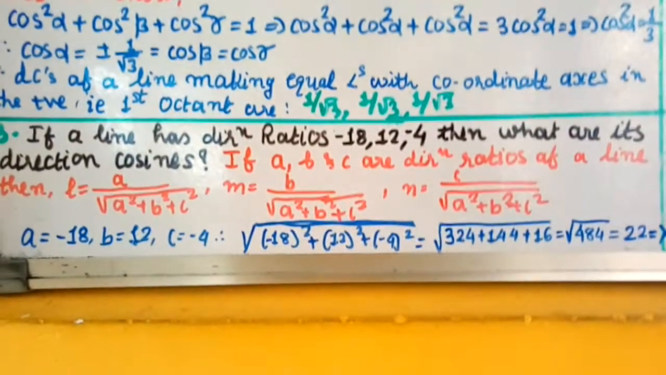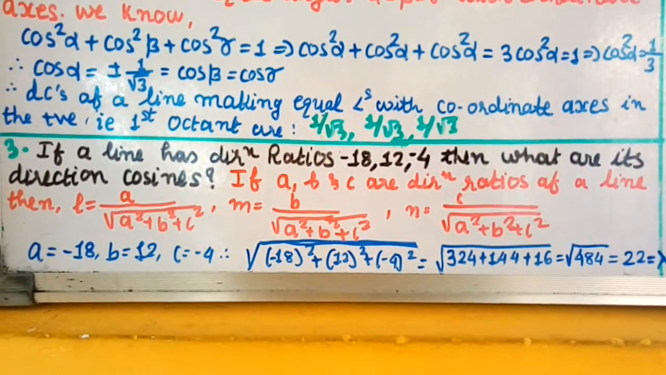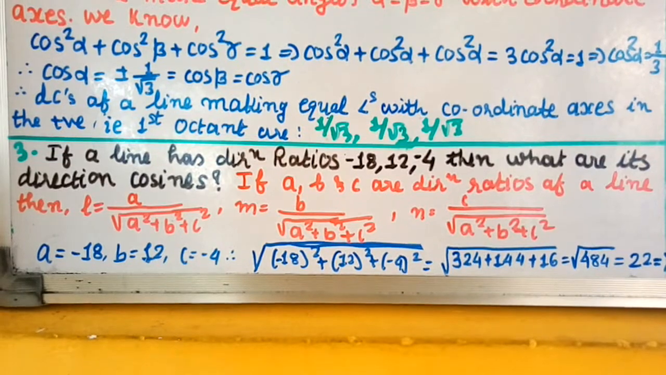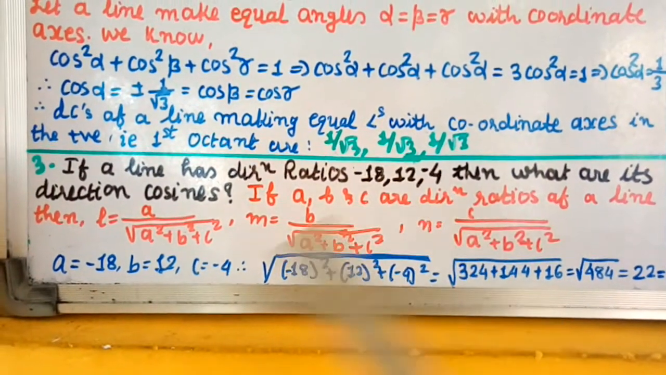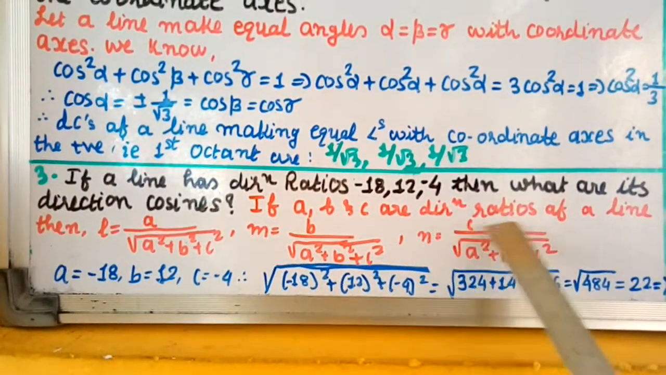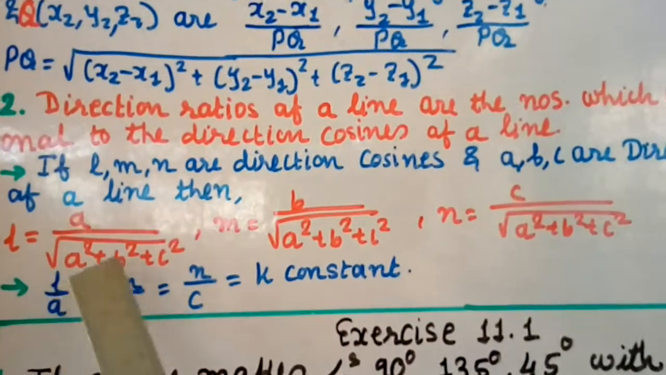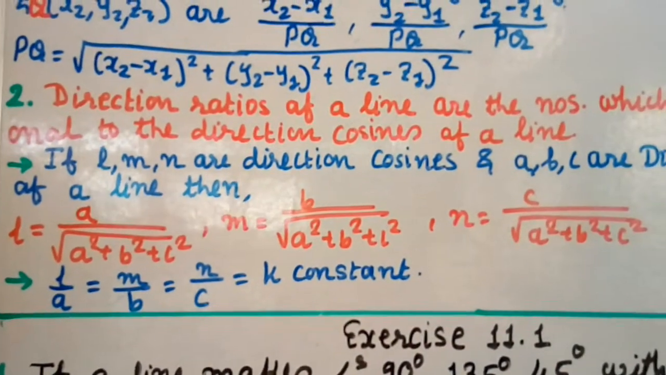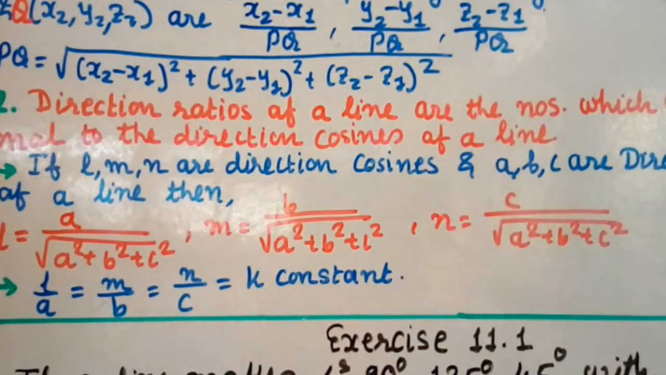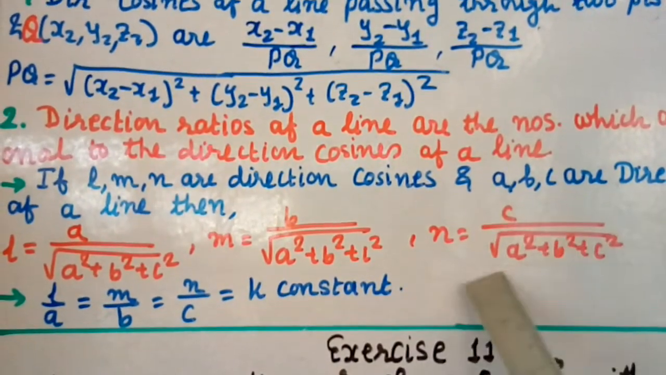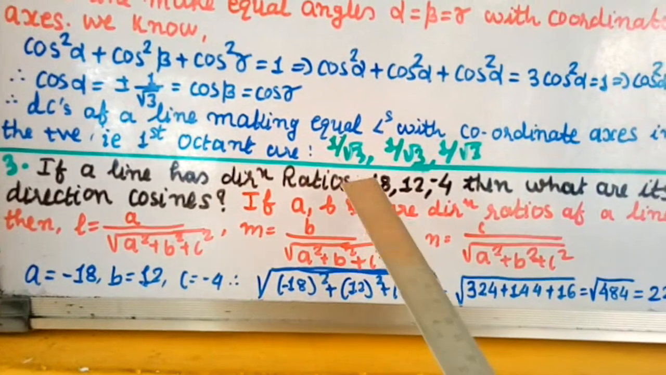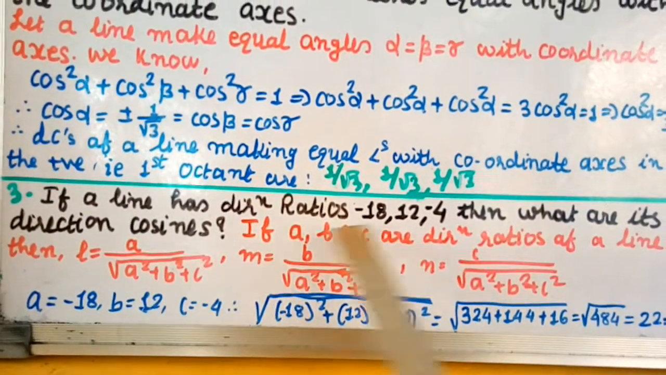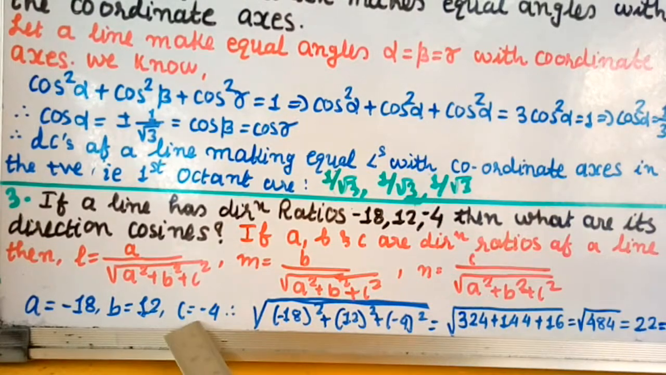Question number 3. If a line has direction ratios minus 18, 12, and minus 4, then what are its direction cosines? These are the values of A, B, and C. If A, B, C are direction ratios of a line, then you know how to write, right? L is A by square root of A square plus B square plus C square, M is equal to B by square root of A square plus B square plus C square, and N equal to C by square root of A square plus B square plus C square. Same thing I have written over here. And here A is minus 18, B is 12, and C is minus 4. So the denominator is same.